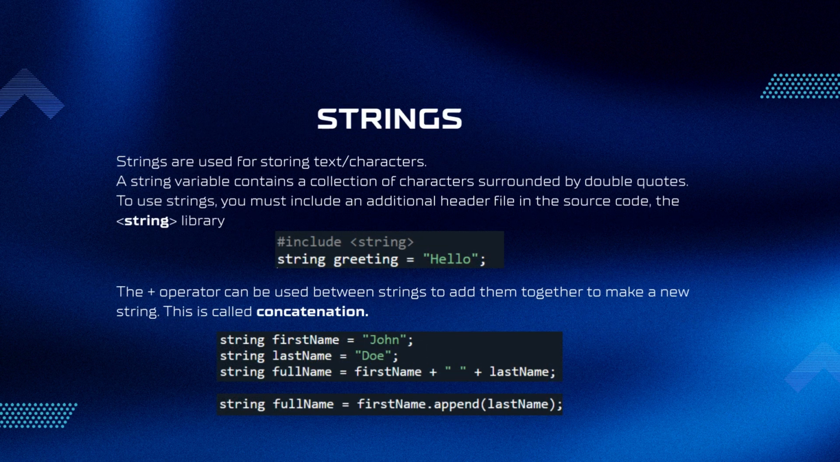Strings are used for storing text or characters. A string variable contains a collection of characters surrounded by double quotes. To use strings, you must include an additional header file in the source code, the string library. The plus operator can be used between strings to add them together to make a new string. This is called concatenation. You can also use append instead to append one string to another.